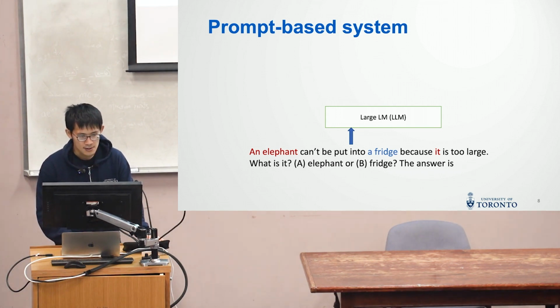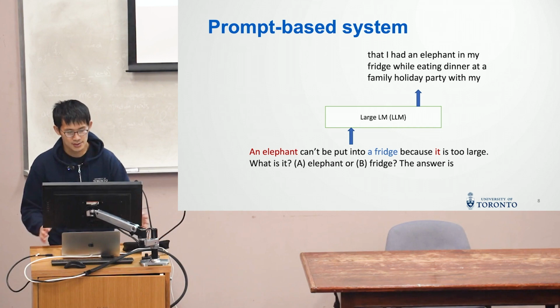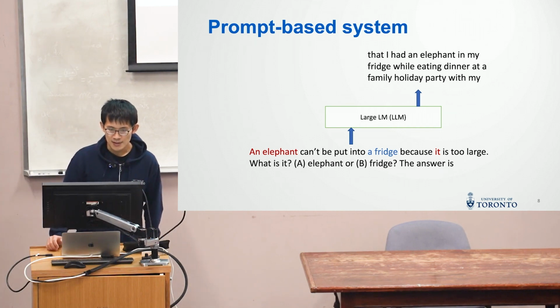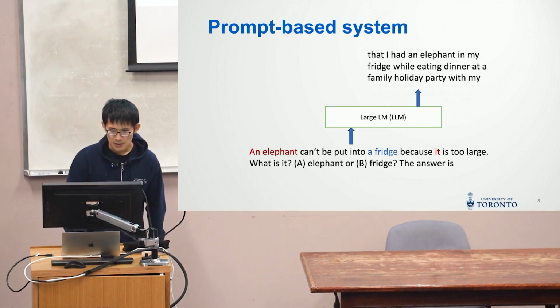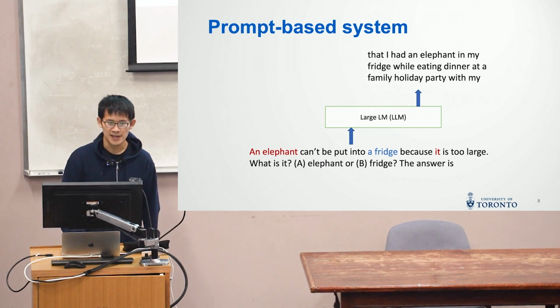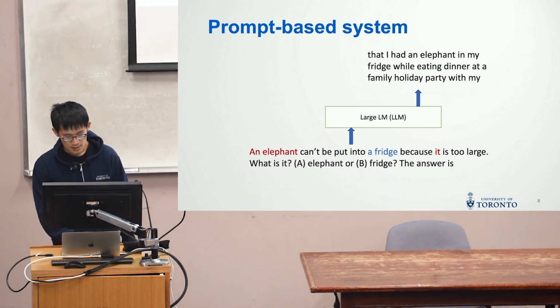And let's take a look at what GPT-2 generates. It essentially generates some nonsense. So it says the answer is that I had an elephant in my fridge while eating dinner at my family holiday party with my. So GPT-2 was not able to directly answer this question based on the prompt, if you prompt with the question.